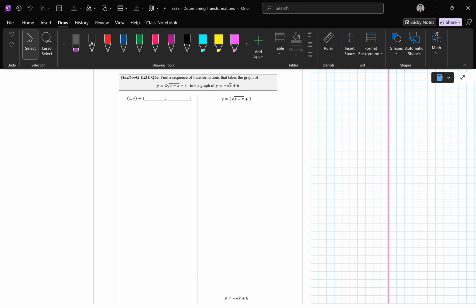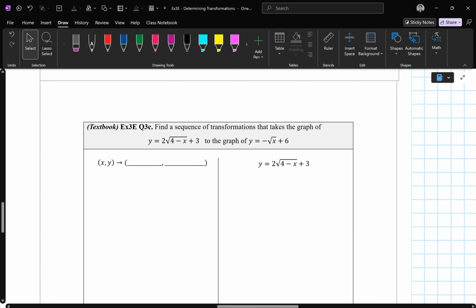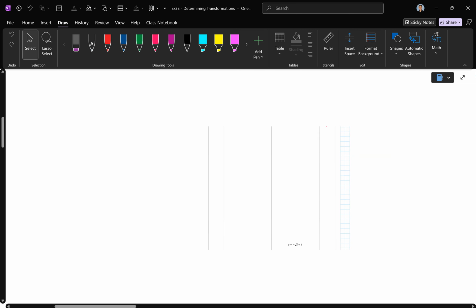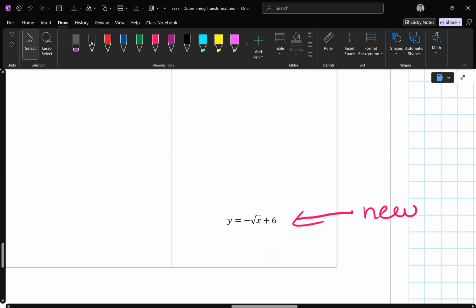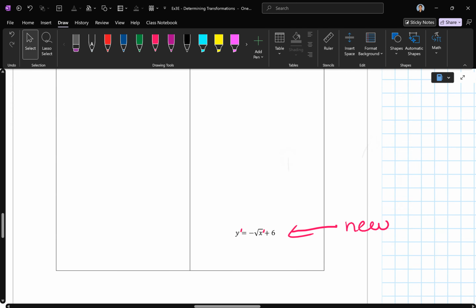This is the last example for today, exercise 3E, question 3E. You are transforming y equals 2 root 4 minus x plus 3 to y equals 2 negative root x plus 6. This is your original function. This is your new function. So I usually like to put a dash on it just to help me remember which one's new and which one's old.